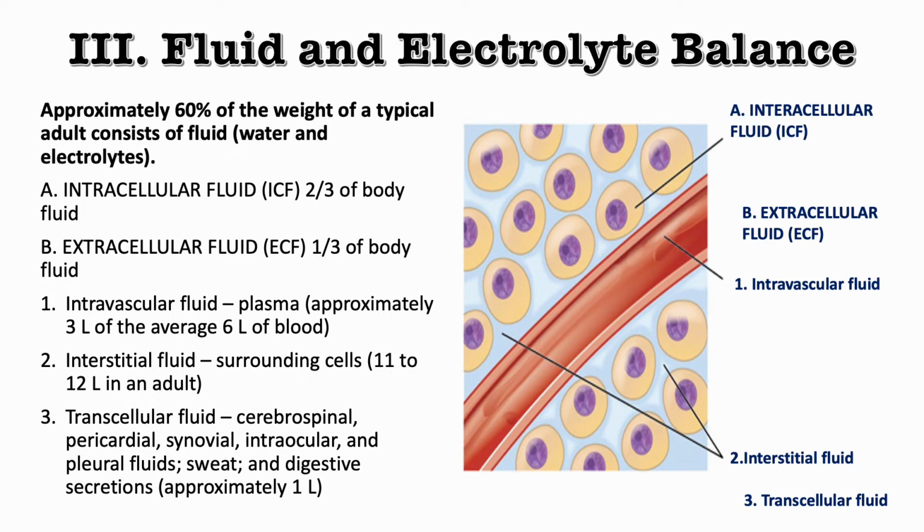And lastly, another ECF is the transcellular fluid. These are those fluids found in our brain and spinal cord, such as the cerebrospinal fluid or the CSF, pericardial fluid, synovial fluid, intraocular fluid, pleural fluids, also sweat and the digestive secretions. Approximately, that's 1 liter.